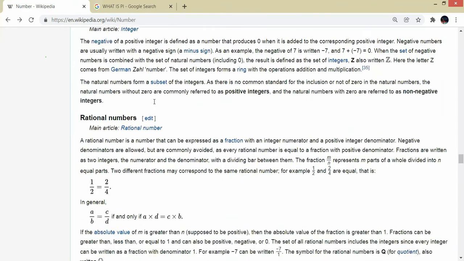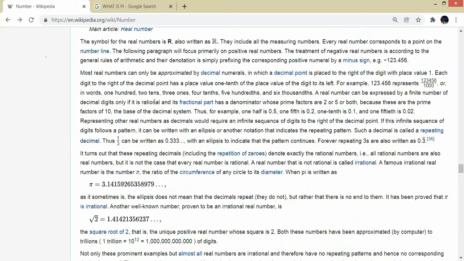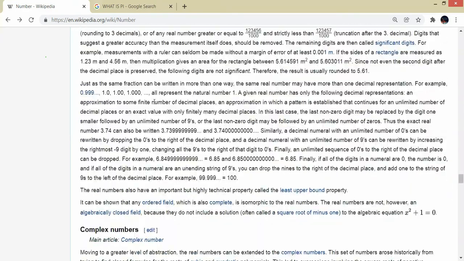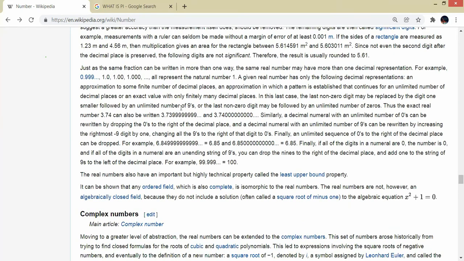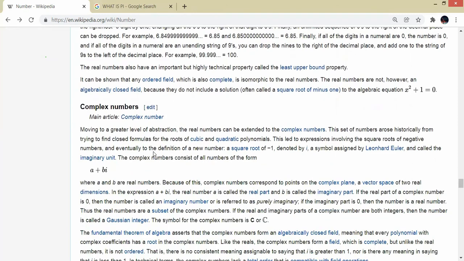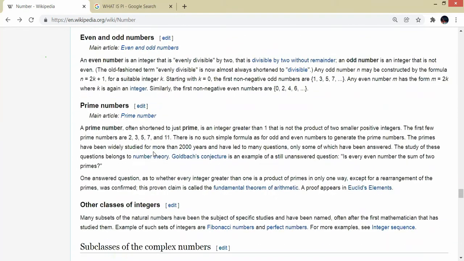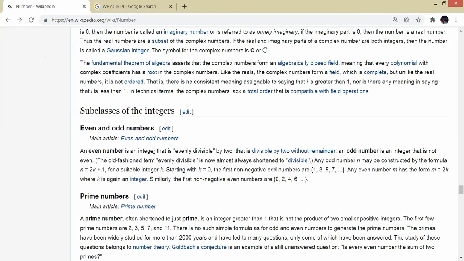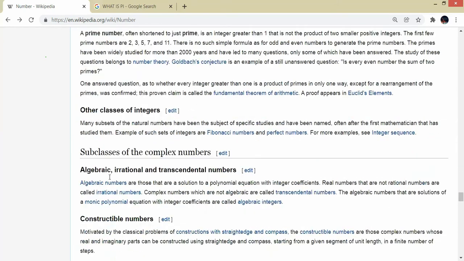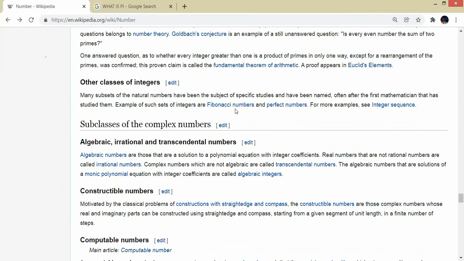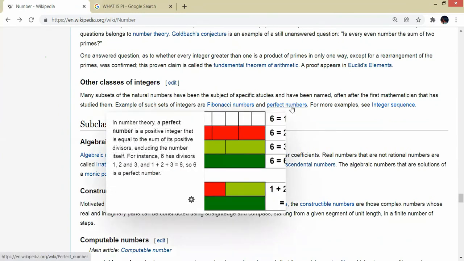After that, integers, rational numbers, real numbers, non-terminating, recurring, non-recurring decimals, complex numbers. We will discuss complex numbers in a separate video. These are some classes of integers: even and odd, prime numbers. Other classes of integers are Fibonacci numbers and perfect numbers. A perfect number is a positive integer that is equal to the sum of its positive divisors.